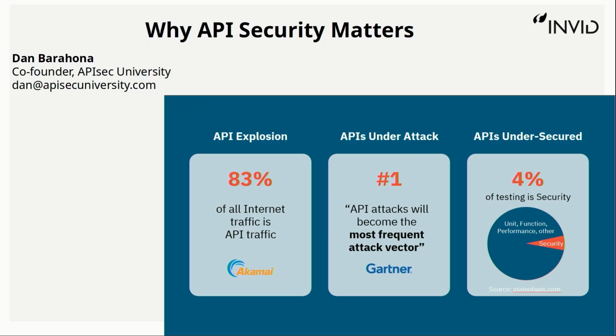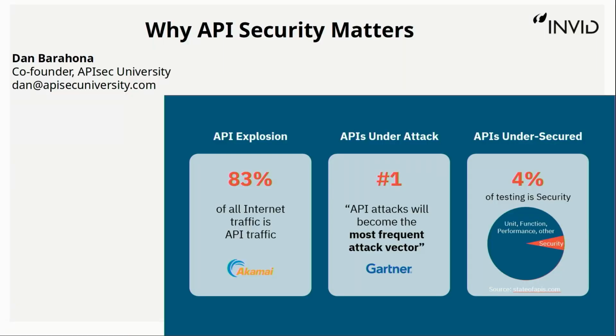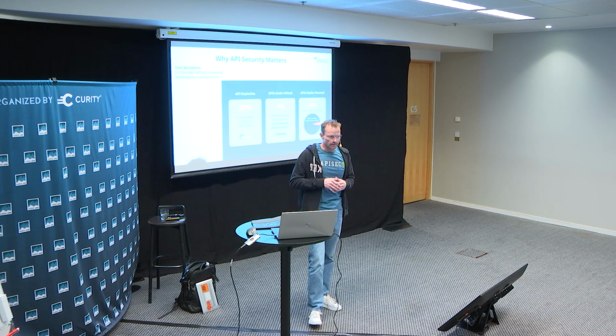So Akamai claims that 83% of internet traffic is API traffic now. API attacks will be number one, or is number one. But still, all the testing that we are doing on APIs, 4% is security related. And that's strange.